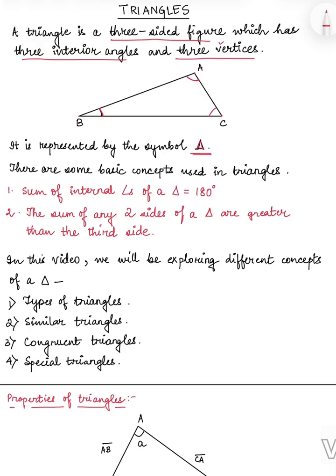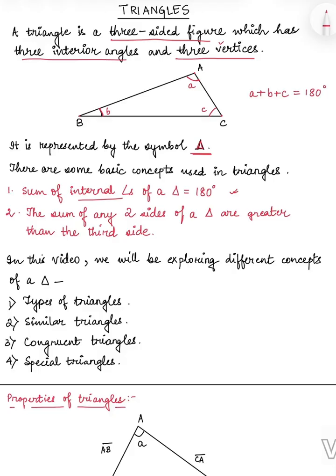The first is that the sum of all the internal angles of a triangle is 180 degrees. So basically, if this is A, this is B and this is C, this means that A plus B plus C will be 180 degrees. So this is our first property.